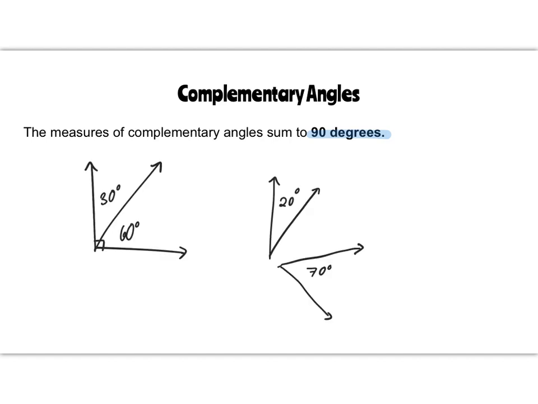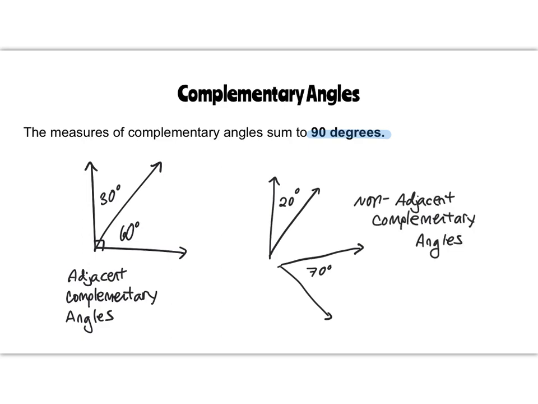Complementary angles can be adjacent, like the example on the left, or complementary angles can be non-adjacent, like the pair at the right. The key thing to remember is, as in both of these examples, the measures of complementary angles always sum to 90 degrees. So 30 plus 60 is 90, and 20 plus 70 is 90. That's what makes complementary angles complementary.